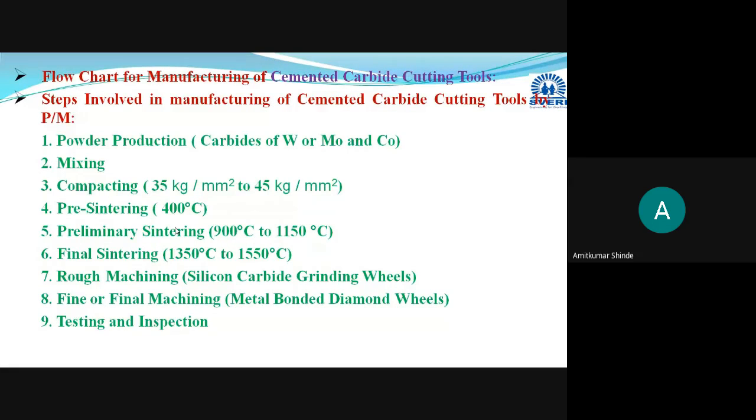Now this is the third component. This is the third and last component: manufacturing by powder metallurgy technique is universal levels. From these three components, any one component they will ask you.